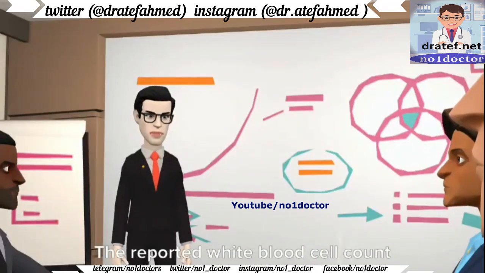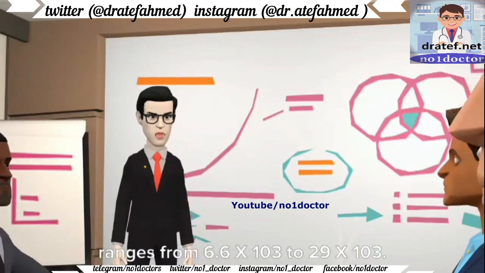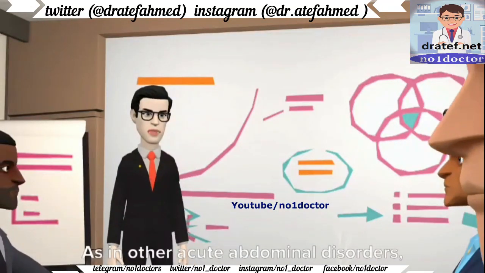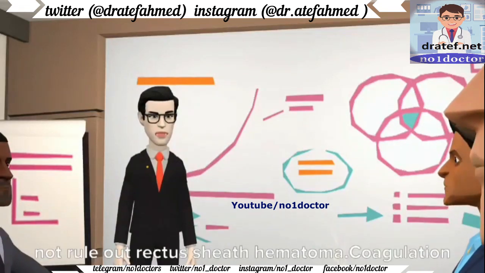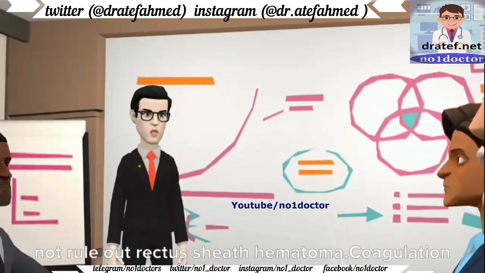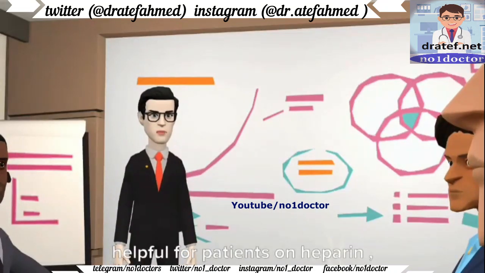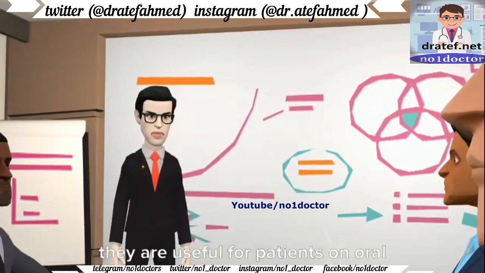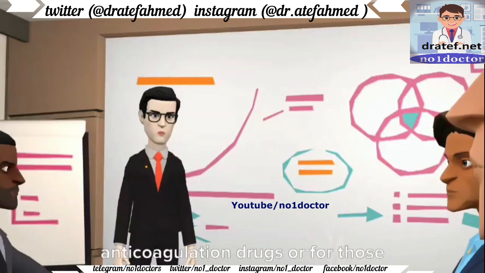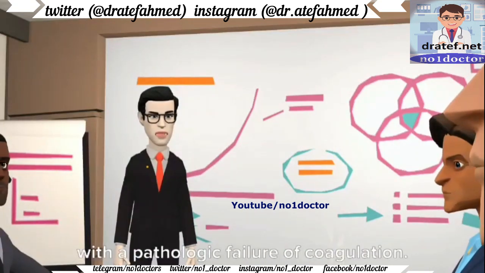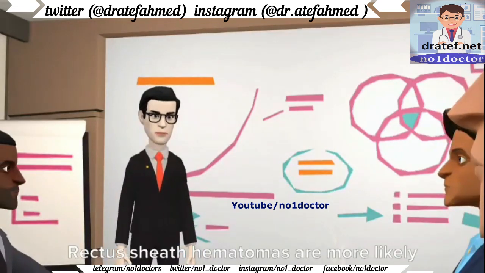The reported white blood cell count ranges from 6.6x10^3 to 29x10^3. As in other acute abdominal disorders, a normal white blood cell count does not rule out rectus sheath hematoma. Coagulation factors. Although coagulation factors are not helpful for patients on heparin, they are useful for patients on oral anticoagulation drugs or for those with a pathologic failure of coagulation.